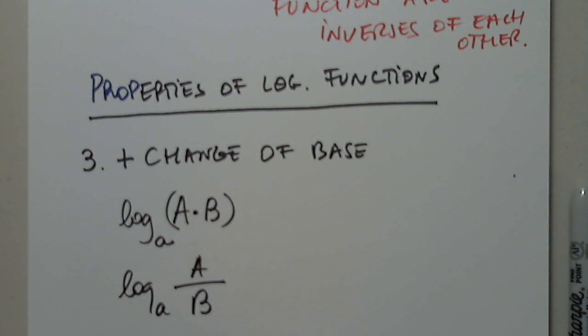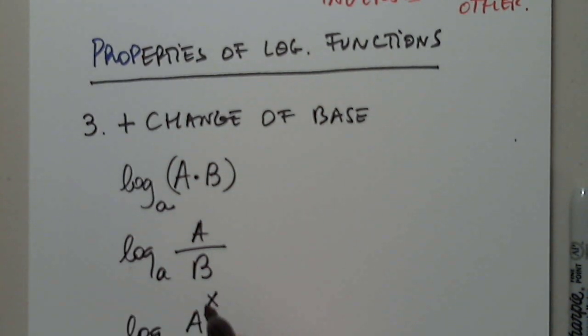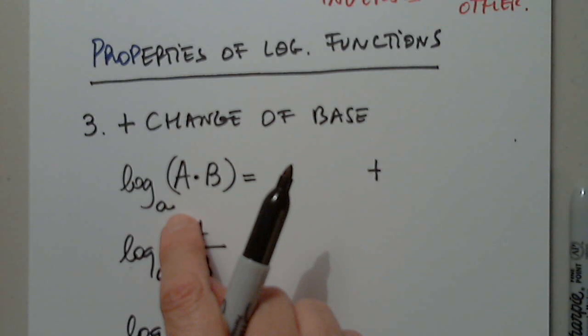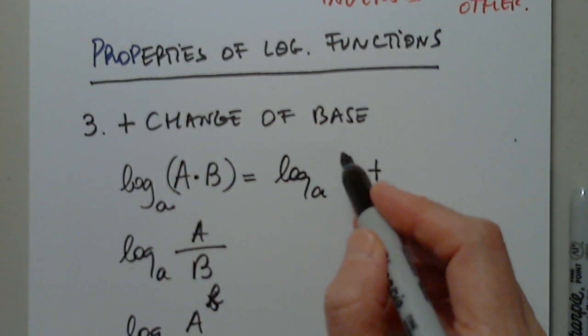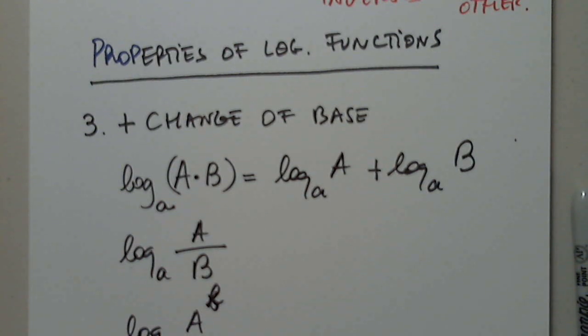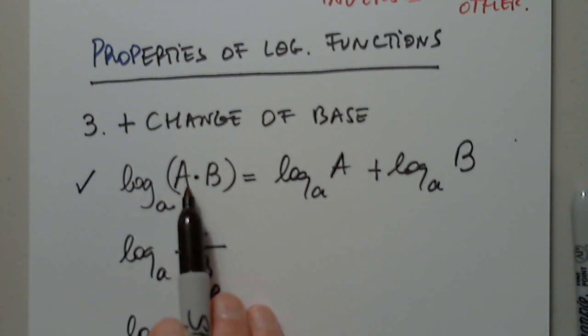A, any base, A to the X, or let's say B, maybe better, constant. So this, if you remember, is the sum of the two logs. Log base A of A, log base A of B. Very important property, the product rule.